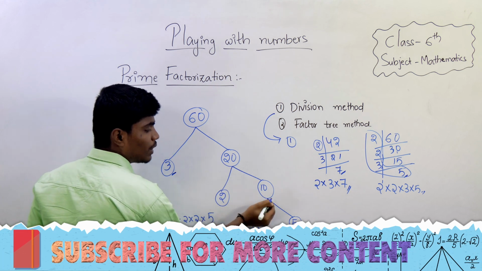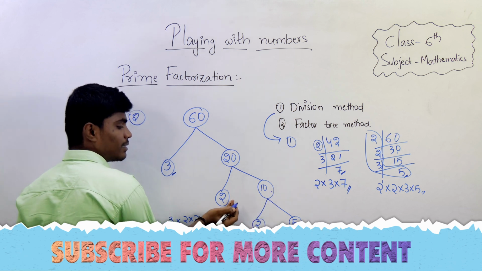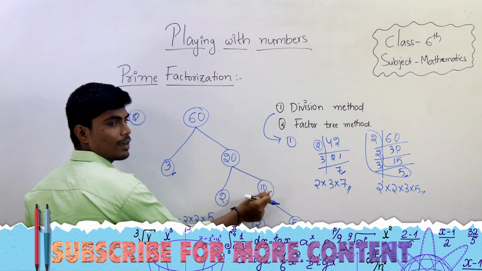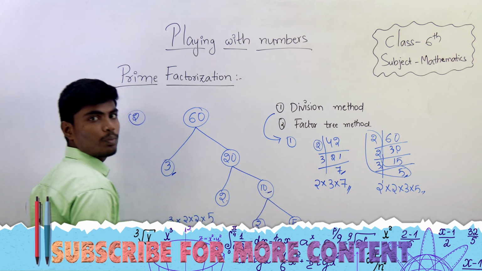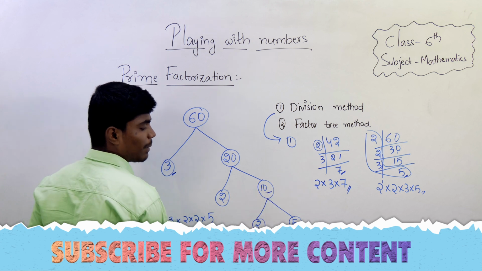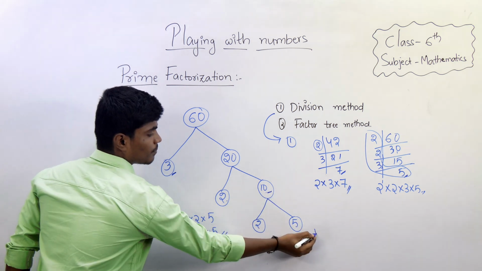Here 2 into 10, 2 is a prime number and 10 is a composite number. So on this side the tree ends, and since 10 is composite, we express 10 as the product of two numbers. 2 fives are 10. Here 2 is a prime number, 5 is a prime number, so here the tree stops.